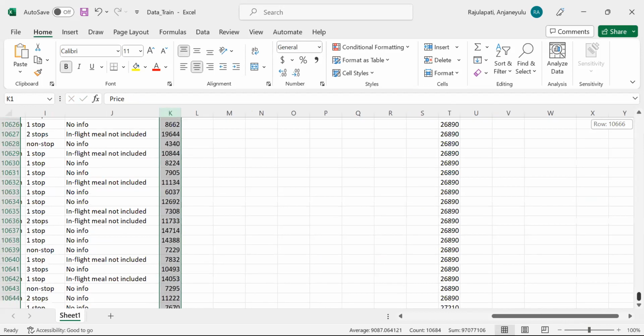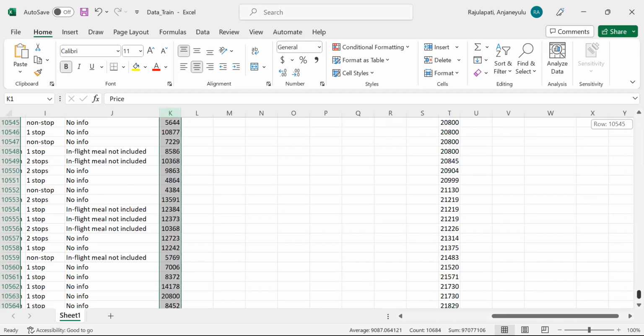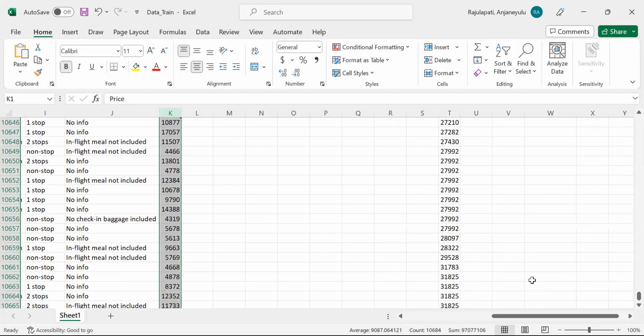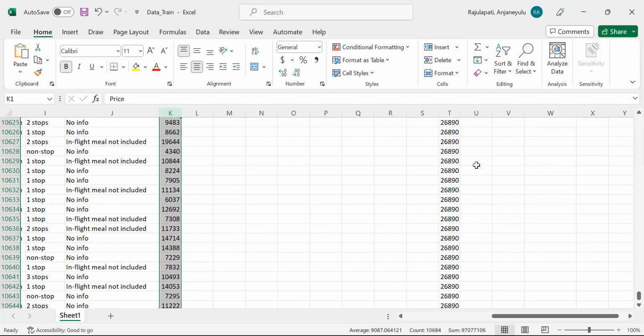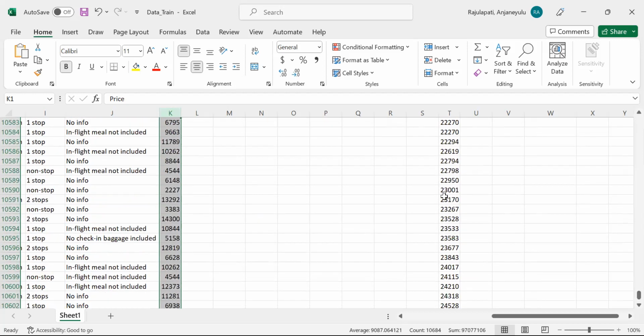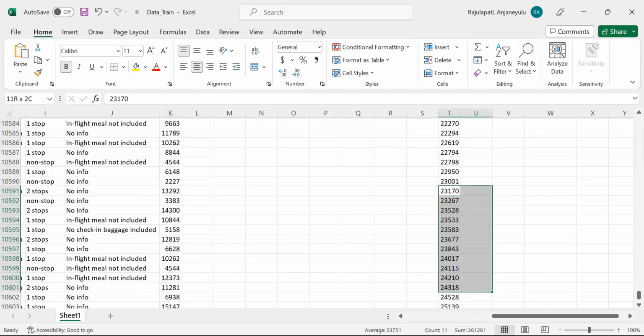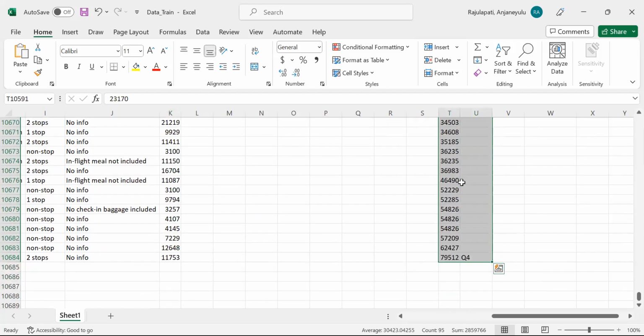See, 23,000, right? Sorry, 23 or 20,000? 23,000. Yeah, all this data, it could be outliers. So from here onwards, this entire data we are calling outliers.